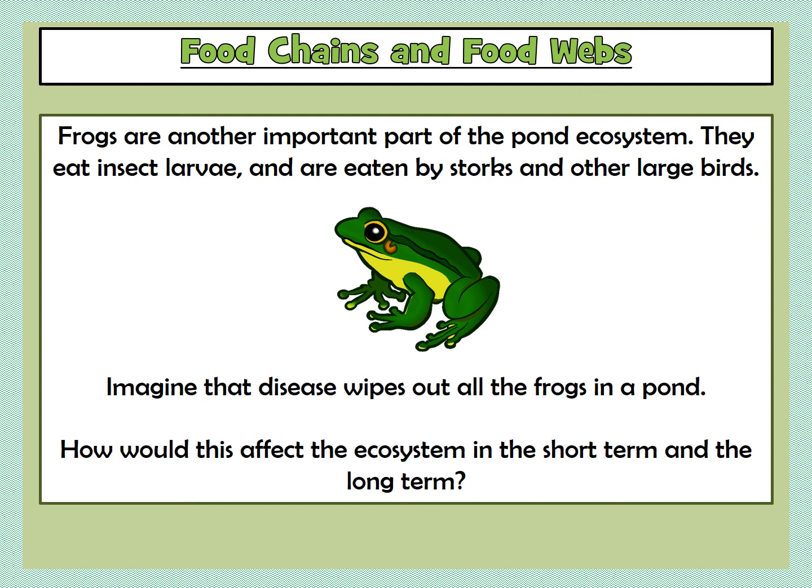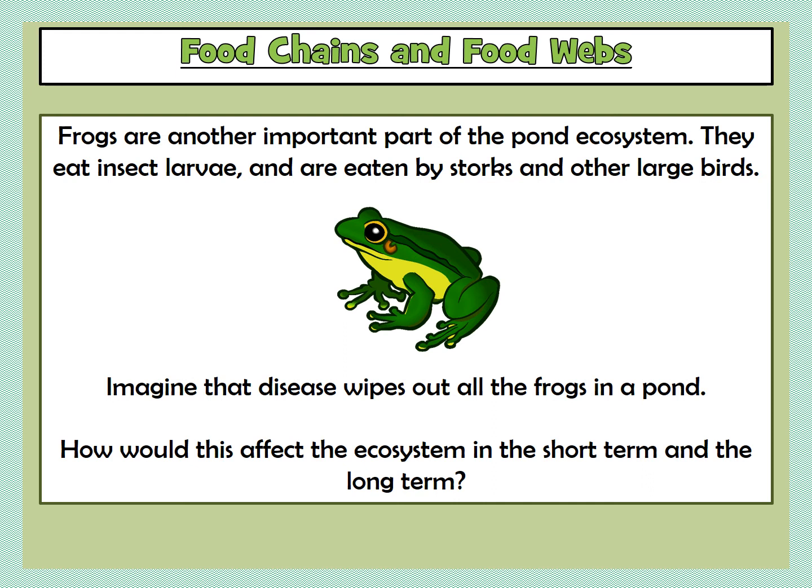And as always, some creatures will benefit from this and other creatures will suffer as a result of this change. So I've got an example of a change here. Frogs are very commonly found in pond ecosystems, a really important part of a pond ecosystem because they eat insects and insect larvae, but they are also eaten by storks and other large birds and other woodland creatures like foxes, badgers, etc.